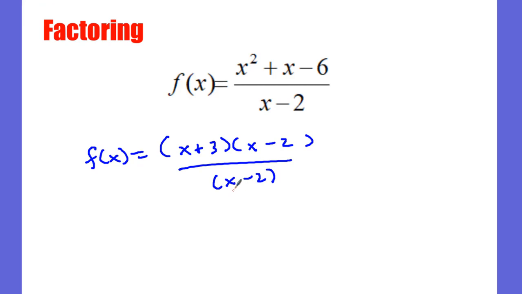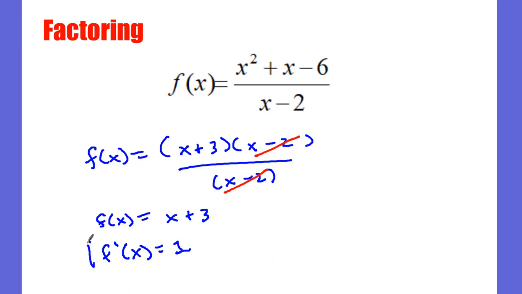And what has canceled out? We have a discontinuous graph right here at x equal to 2, which means my function f of x is equal to x plus 3. Now we can do the derivative of that using the power rule. The derivative of 1x to the first power is just 1. The derivative of 3 is 0. And that is my derivative of this function: f prime of x is equal to 1. So you may have to try to factor. If you can see it's factorable, we're going to factor and then apply the power rule.